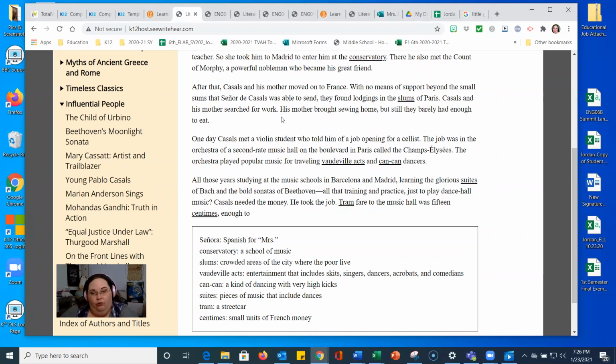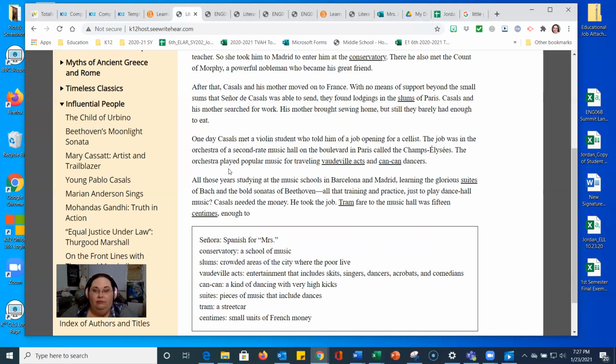Casals and his mother searched for work. His mother brought sewing home, but still they barely had enough to eat. One day, Casals met a violin student who told him of a job opening for a cellist. The job was in the orchestra of a second-rate music hall on the boulevard in Paris, called the Champs-Élysées.